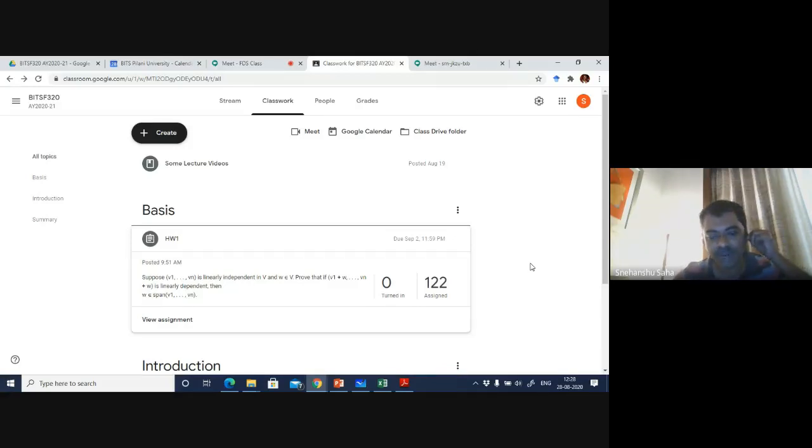Okay. So what you have to prove is that the new list, which is V1 plus W, V2 plus W, all the way up to Vn plus W, if this new list is a linearly dependent list, then that means W is already in the span of the vectors V1 through Vn. Okay, so this is what you got to show. What this means is that any vector in the span of a set of vectors, meaning what? You can express that vector W as a linear combination of V1 through Vn. That's all you have to show.